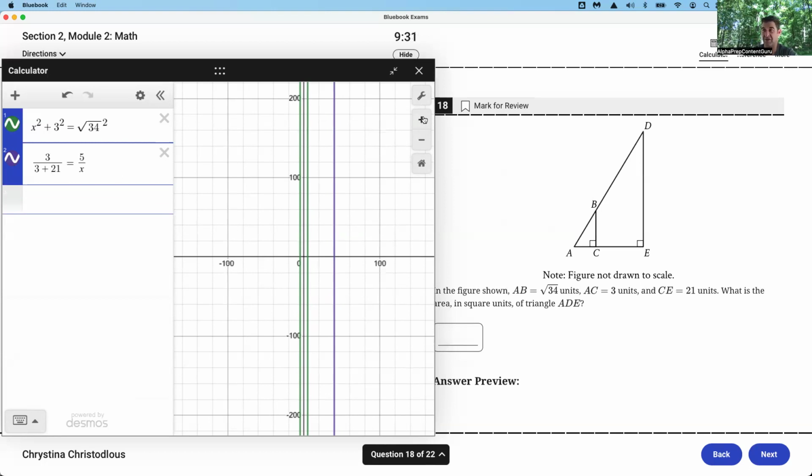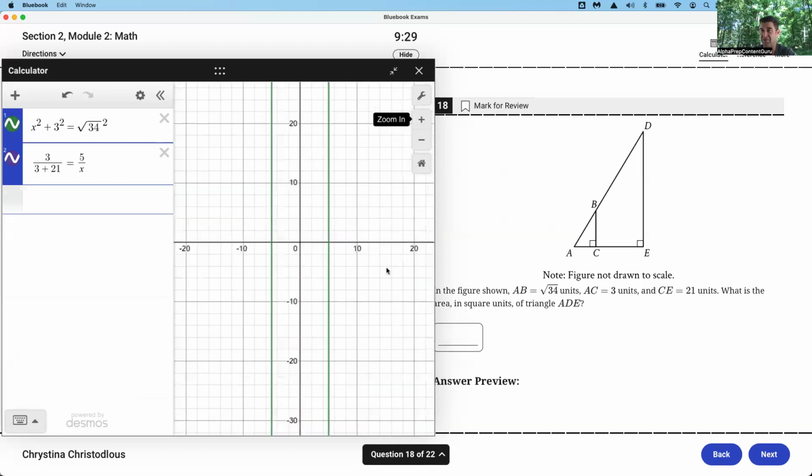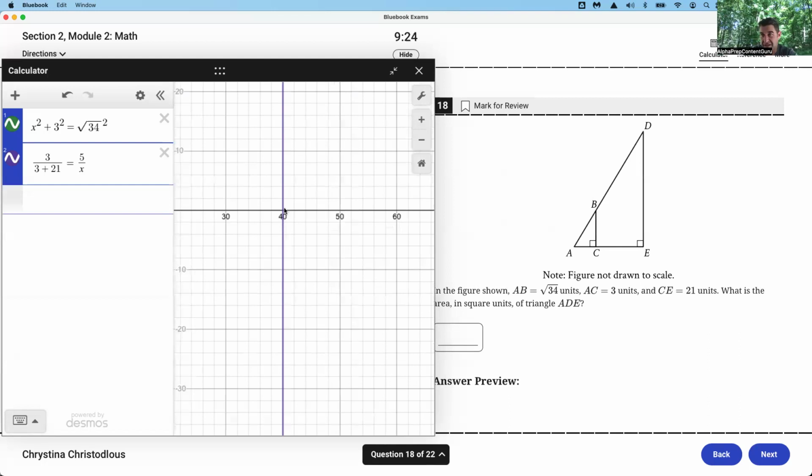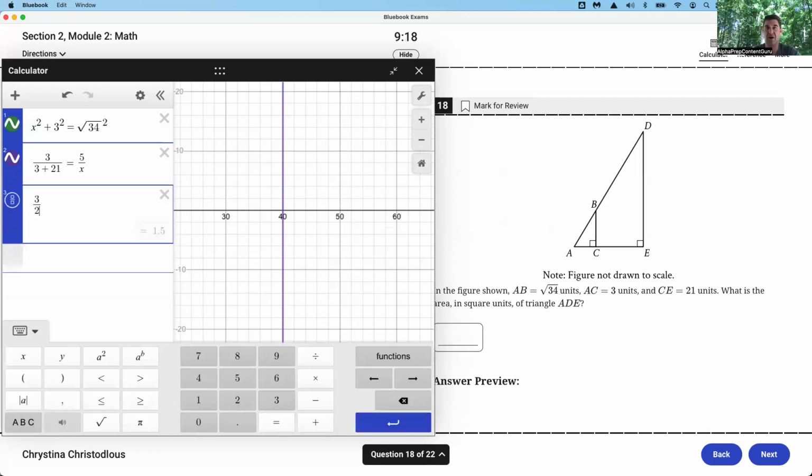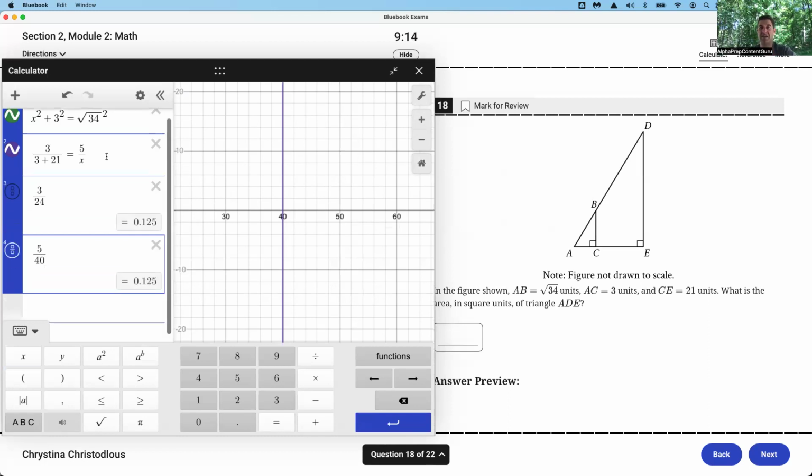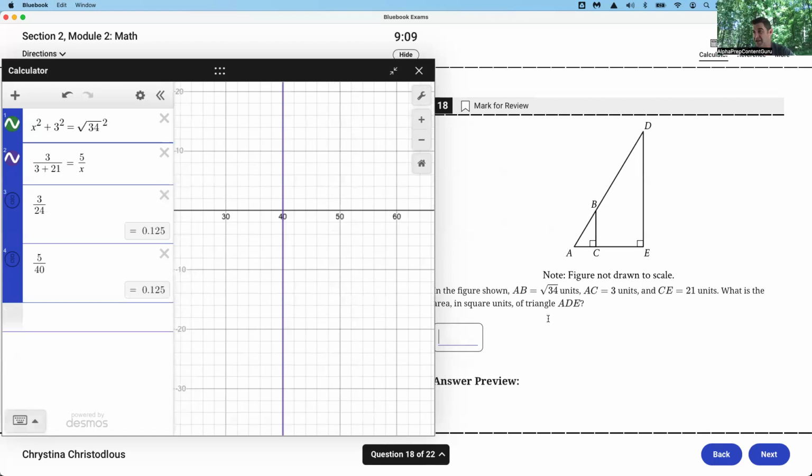Of course, I'll zoom in. I said the computer's lagging just a little bit, but it definitely looks like it's 40. If I want it to be ultra safe, I could go like this and go 3 over 24. And then I could go 5 over 40. If I get the exact same thing, I know I have the same scale factor. So indeed, I know that the height is 40.